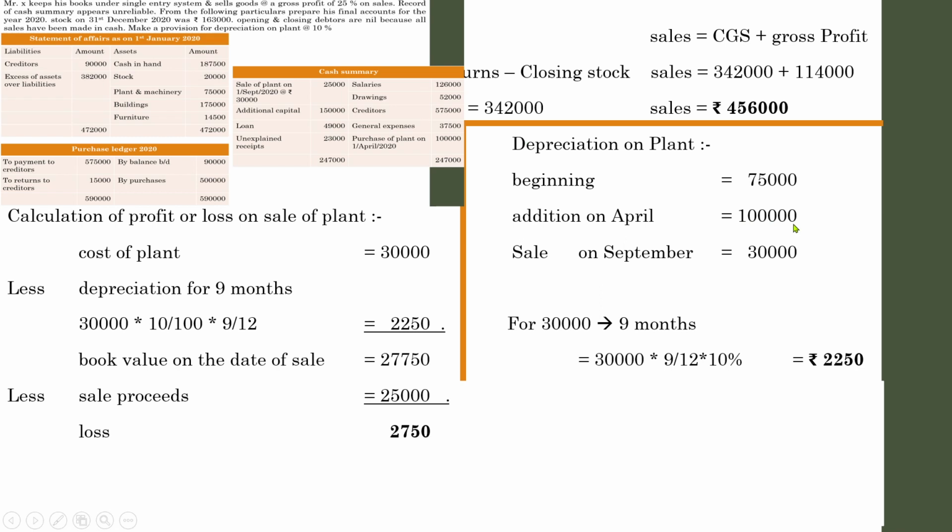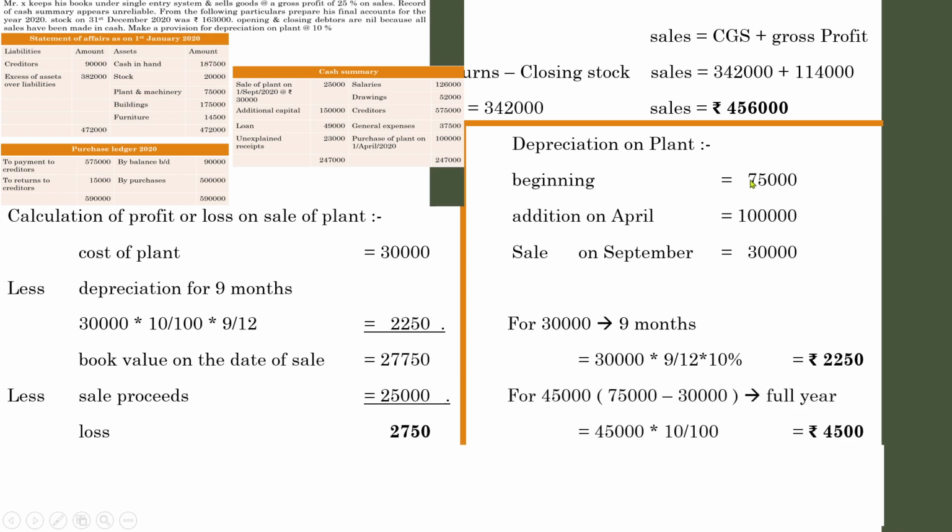So I am asking, what is the value of the remaining asset in the business right now? So it will be 1 lakh, but apart from 1 lakh there is one thing. Out of 75, 30 is sold. So what is the remaining? That is 45,000. So for 45,000 you have to provide depreciation for the full year, because out of 75,000 we sold only 30,000. So the remaining value of the asset is 45,000. It was there during the entire financial period. So you have to provide depreciation for the full year. So how are you going to provide it? 45,000 into 10 by 100, that is 4,500.